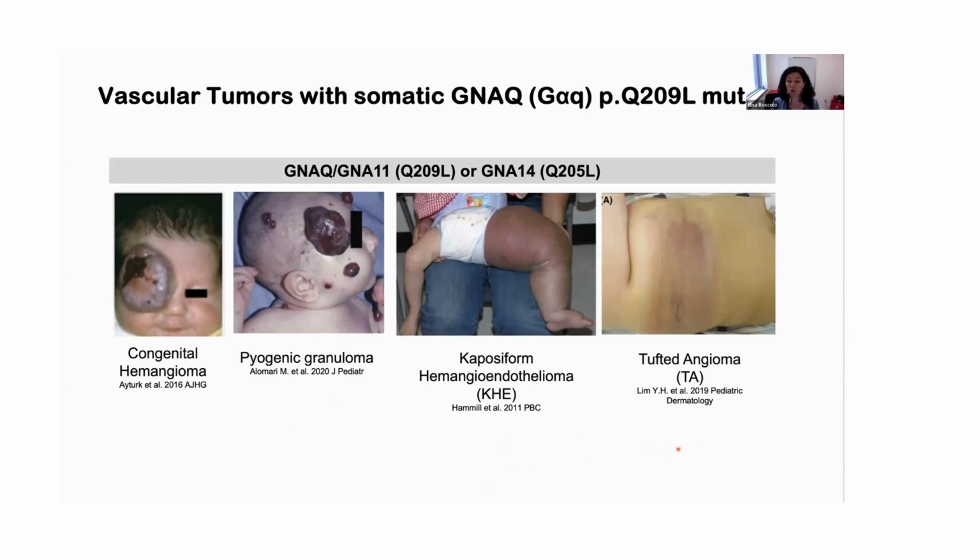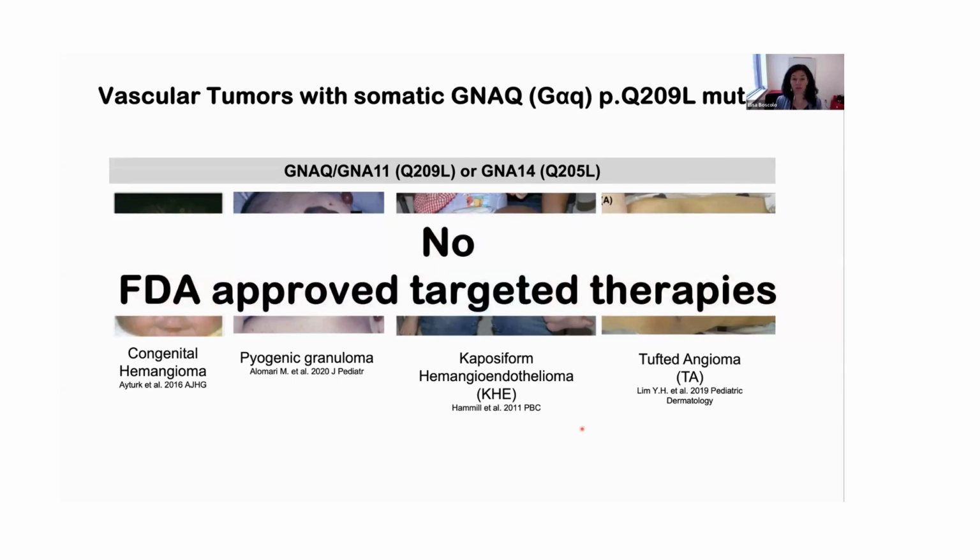Again, those are handful cases, but for kaposiform hemangioendothelioma and tufted angioma, we don't have many other mutated genes that have been associated with them. So that's a way to start investigating those diseases. And although there are some clinical therapies, namely corticosteroids and types of chemotherapeutics for vascular tumors that are in use, there are really no FDA-approved targeted therapies that are specific for these patients.